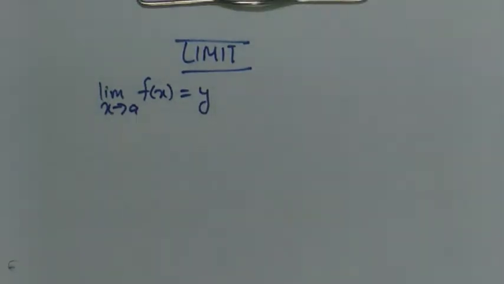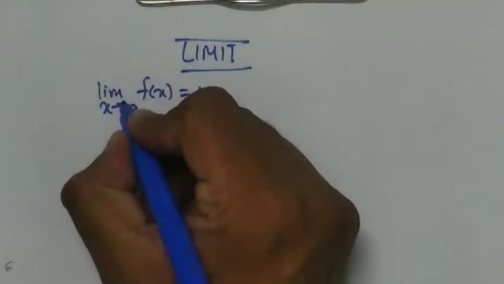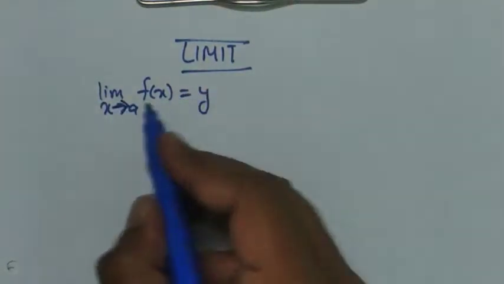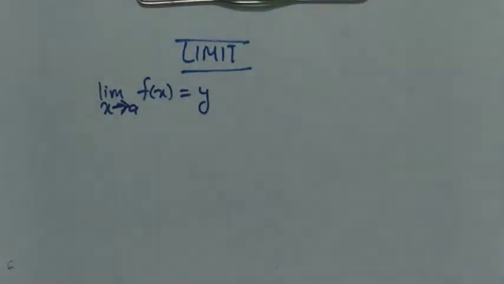This expression is read as the limit of f(x) as x tends to a is y. This expression is read as the limit of function f(x) as x tends to a is y. Now, what is this limit? What is the limit of this function? What is this concept?